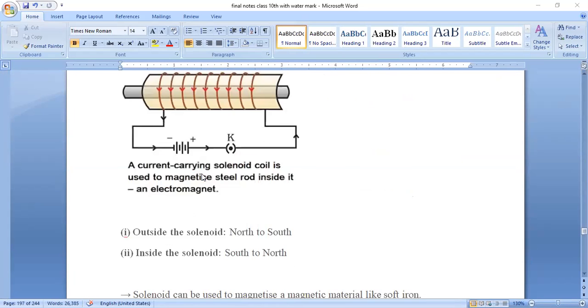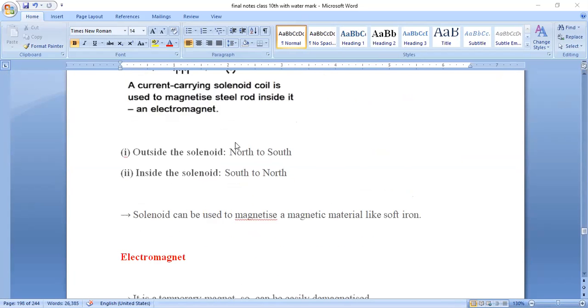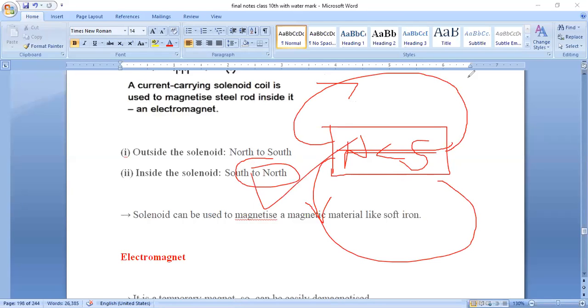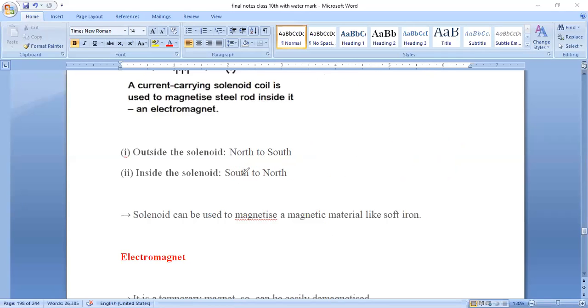Direction of the magnetic field. How is the direction of the magnetic field? Outside the solenoid, north to south, same like a bar magnet. If it is a bar magnet, it goes from N to S. So outside the solenoid, how does the magnetic field line go? From N to S. Inside the solenoid, how are they? From south to north, like this. Inside the solenoid, they are from south to north. Please remember, exactly like a bar magnet.